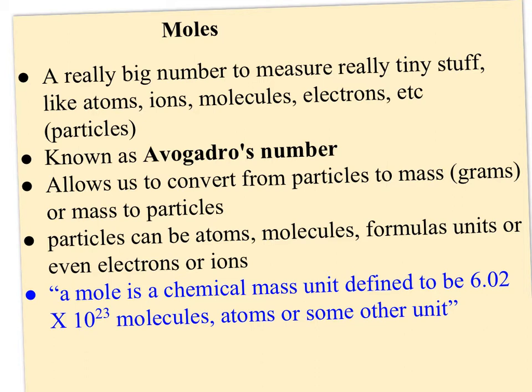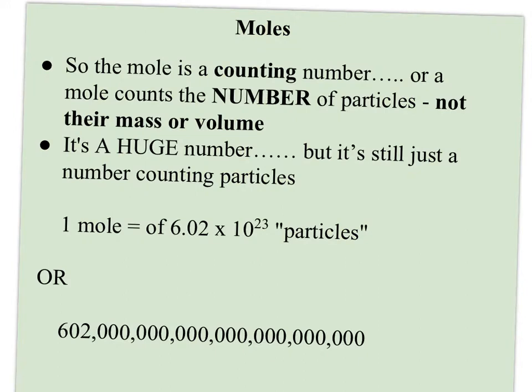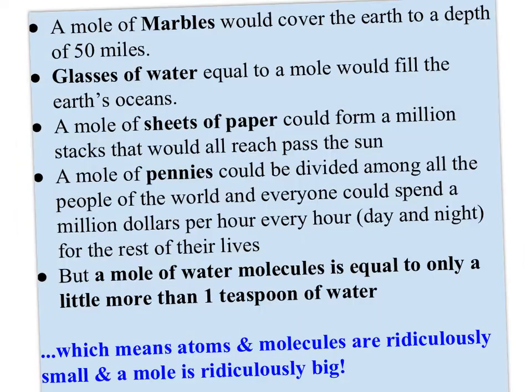So this is like a ginormous dozen. The mole is just a counting number. Just like a dozen, you count 12 at a time. It counts the number of particles, not their mass or their volume. And it's a huge number, but it's still just a counting number. It's really what we call the chemist's dozen. So here's a mole written in scientific notation, and here it's written with all of its zeros. And you can see why we use scientific notation.